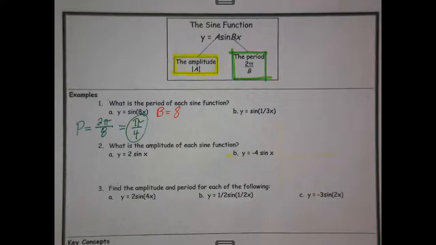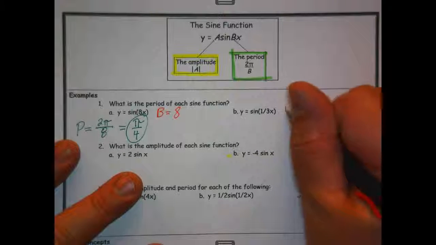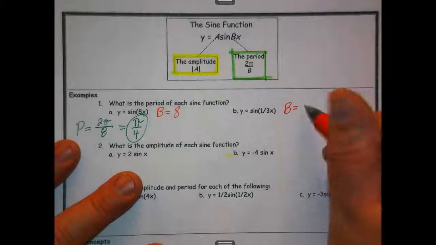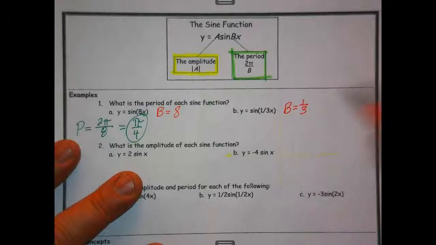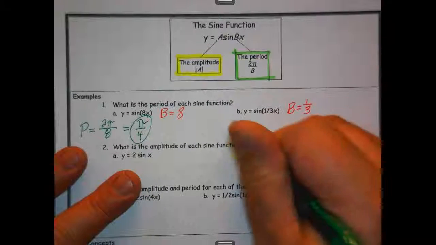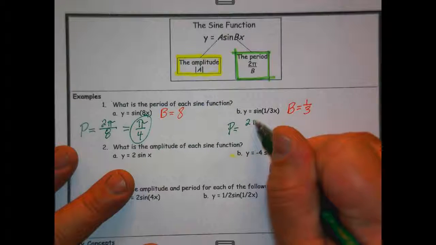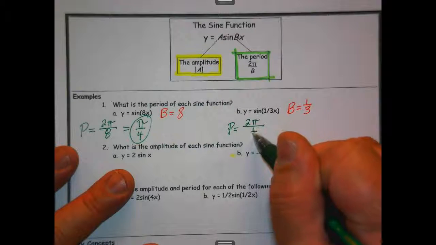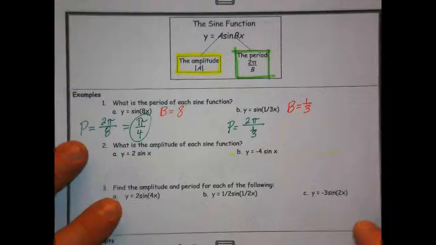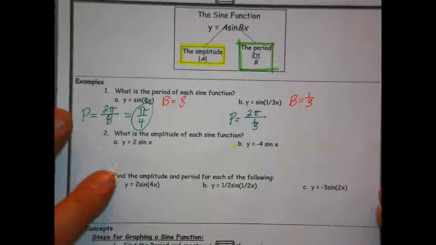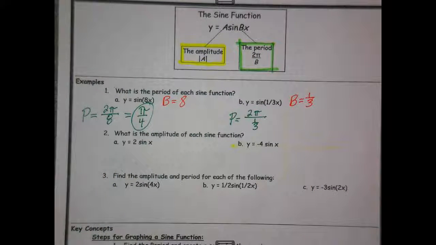Number 1b. What's my b? That's right, 1/3. So the period is going to equal 2 pi divided by 1/3. And this is where students go, oh, there's a fraction and a fraction. I'm going to skip it.